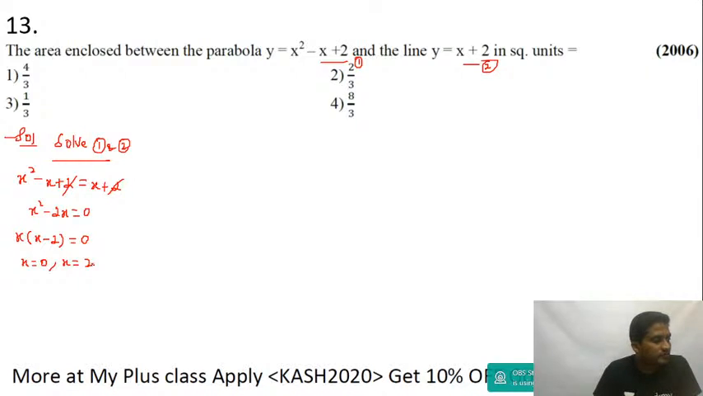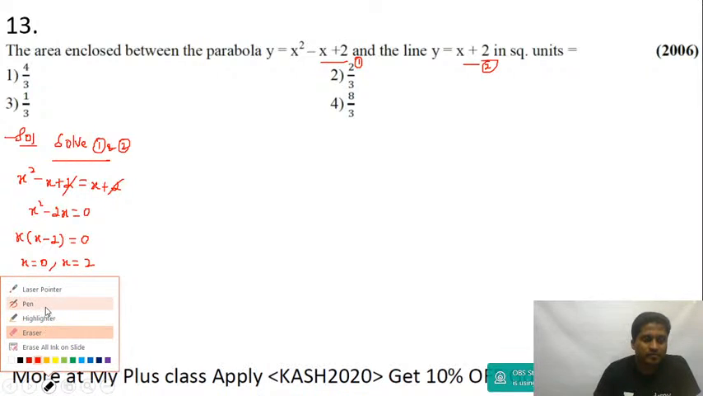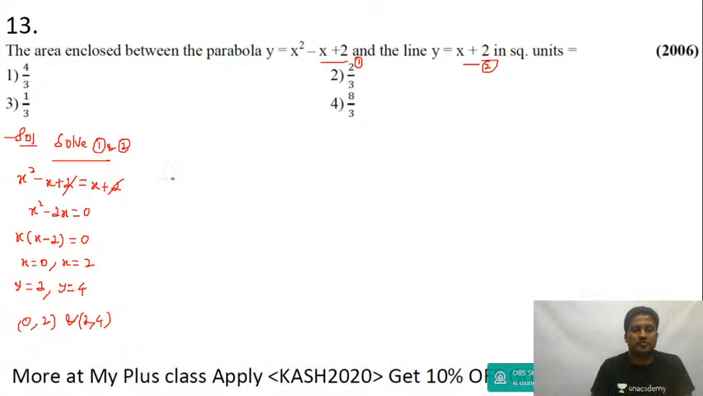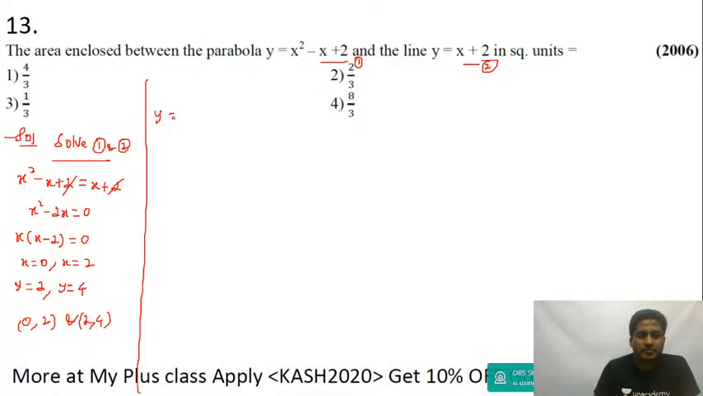If I put x is equal to 0, you get y is equal to 2, and x is equal to 2, you get y equal to 4. So the points will be 0, 2 and 2, 4. Now you take y equal to x square minus x plus 2. Let us plot the graph for this.